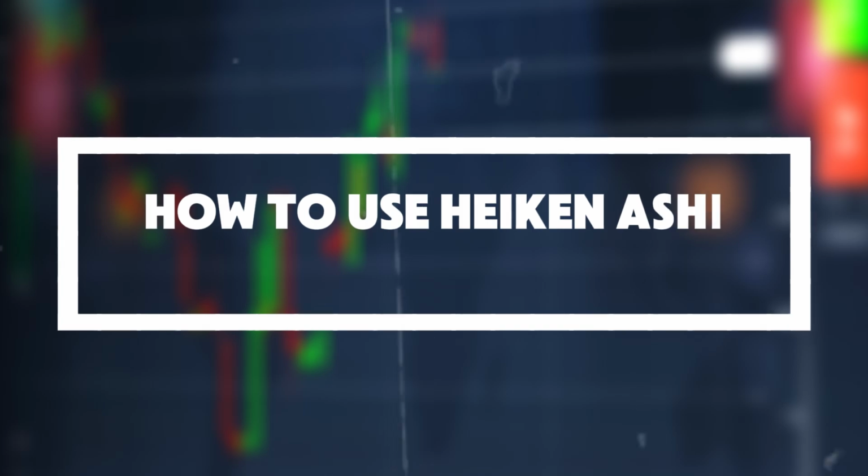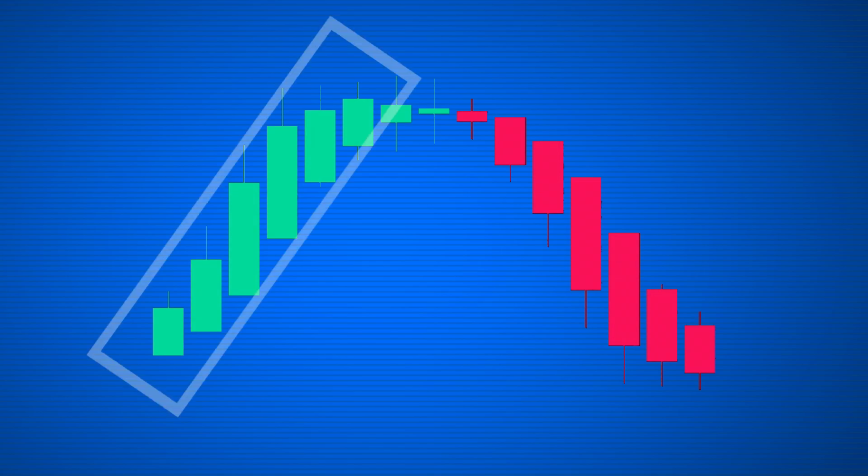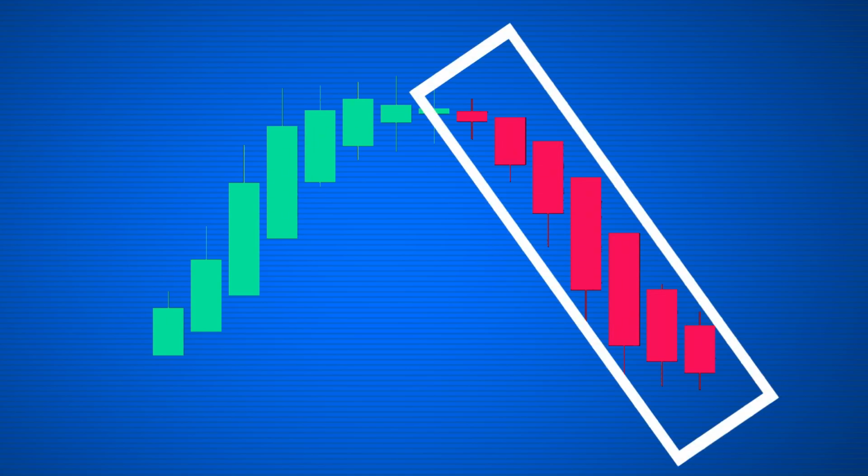How to use Keiken candles in your strategy. Let's talk application. First, use them to identify clear trends. If you see a long streak of green candles, the market is likely in an uptrend. Red candles, of course, suggest a downtrend. But here's the kicker. The smooth transitions help you avoid reacting to every minor fluctuation.